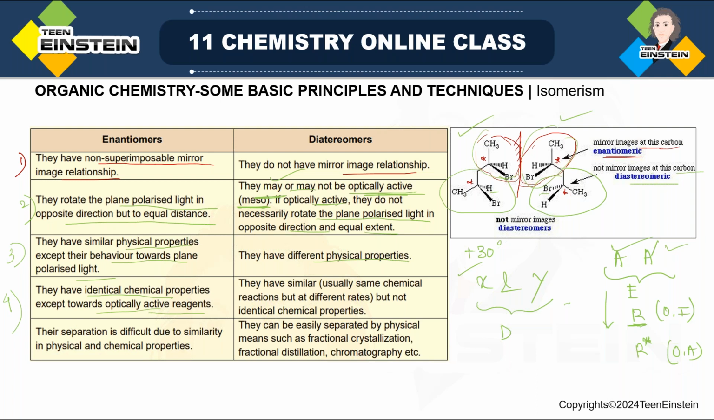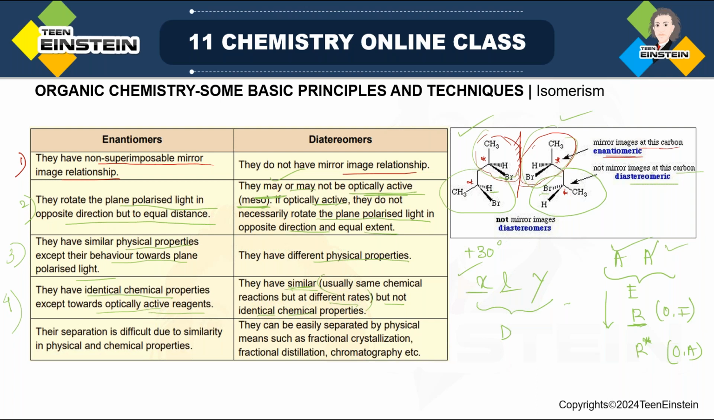So for optically inactive reagents, behavior is identical. For optically active reagents, behavior is not identical. For diastereomers, they have similar but not identical properties. Try to understand: identical means completely the same thing will happen, but similar means there will be some similarity. Some similarity means, in the bracket, usually the same chemical reaction. That is, the chemical reaction will be the same, but the rate may be different.